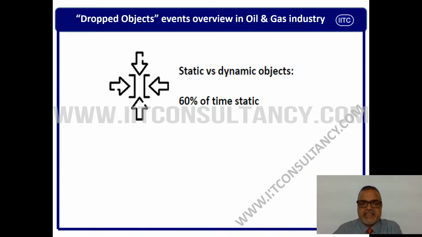And here, as we have seen in the first slide, there is static drop object and there is dynamic drop object. Static drop object behaves with respect to gravity and nature, and dynamic is moving parts or some force applied on the object. So 60% of drop objects have happened in static nature. Something is kept on the edge of the platform, something is kept near the equipment, and because of something it has gone wrong and the drop object has happened.